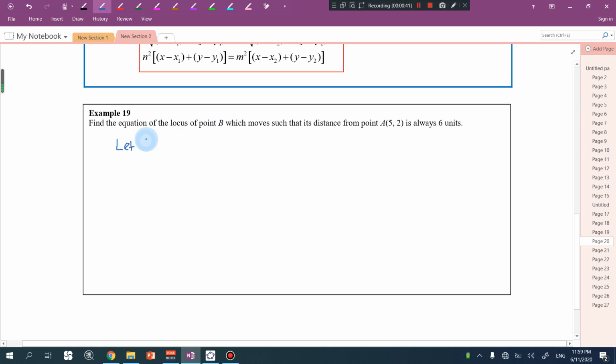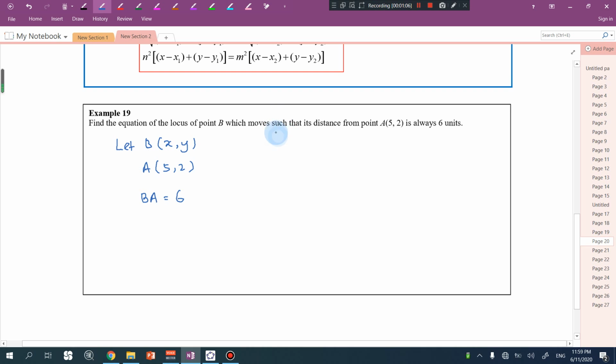B is a moving point, so we let the coordinates of B be x, y. So they keep on changing. It's a moving point, and A is a fixed point, 5, 2. And the question tells you that the distance between these 2 points is always 6 units. So it means that BA, the distance between B and A, is always equal to 6.